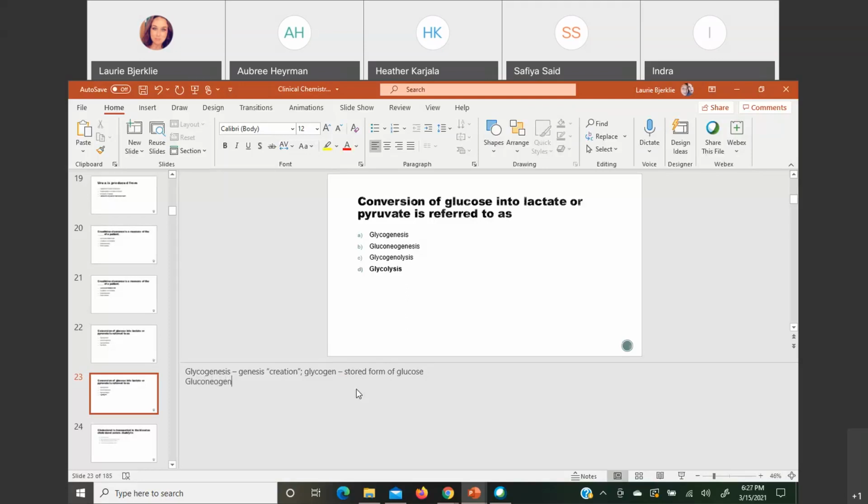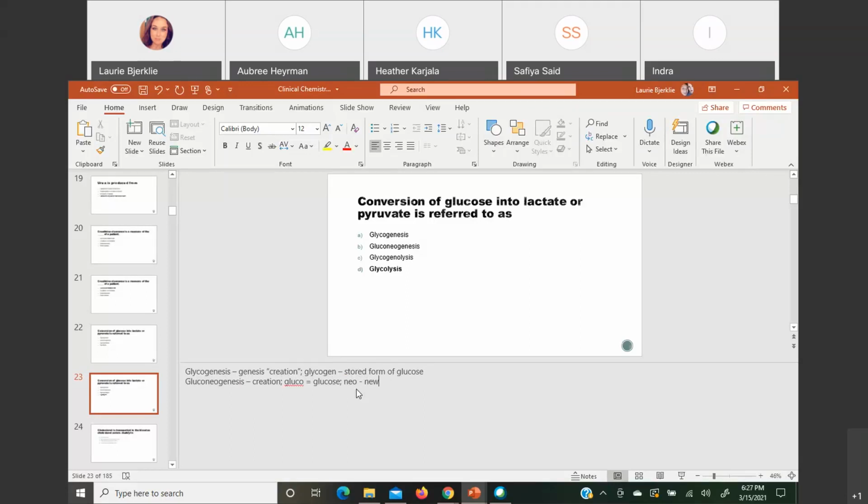Gluconeogenesis is the next word here. So again, I have Genesis, so I know I have creation. So I'm going to create something. Then I have the term gluco, which of course stands for glucose. And then I have neo. This one's kind of weird, but the way I remember neo is I think of neo as new. So I'm going to create glucose from a new source is the way I think of it.